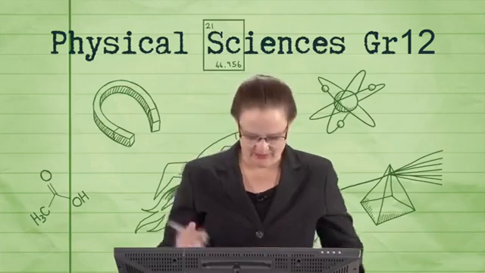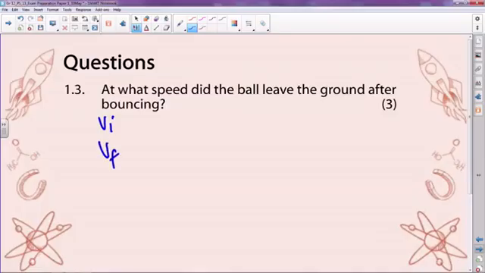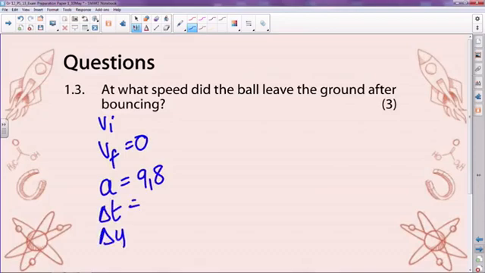Okay, so let's see how you're doing. We wanted VI. We know VF is 0. We know A is 9.8. It's still down. Delta T we don't know. Delta Y is the important one here. Delta Y is above where it started on the graph, so it's negative 0.9, not positive. Otherwise, you're going to run into trouble here.